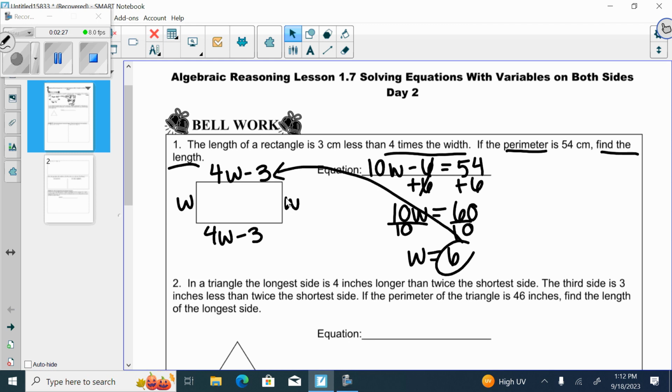So I would have 4, but instead of W, what do I replace W with? 6, good. Minus 3. So what is 4 times 6? 24, and 24 minus 3 would be 21. So the length would be 21 centimeters.